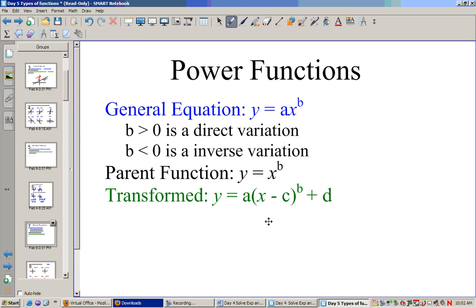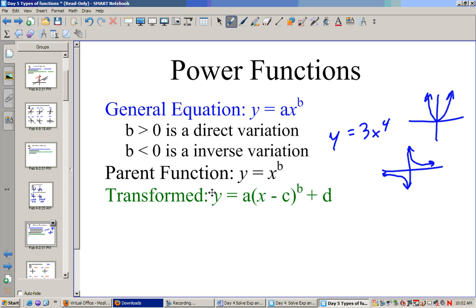Now we'll move on to power functions. There's two types of power functions. There's a direct variation, where I have y equals 3x to the 4th. This one actually will look something like this. An inverse variation will look like this. Now, generally, we don't transform a power function. Once we transform a power function, it gets somewhere else. So pretend like I didn't have this written.